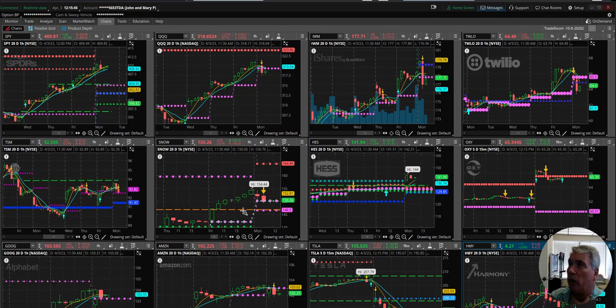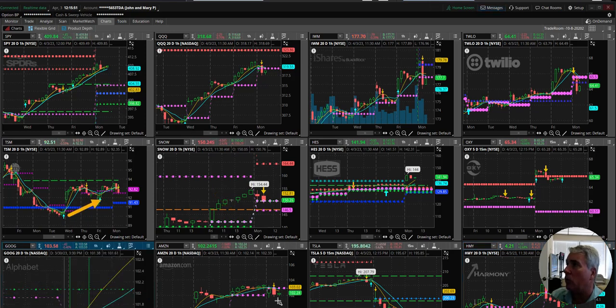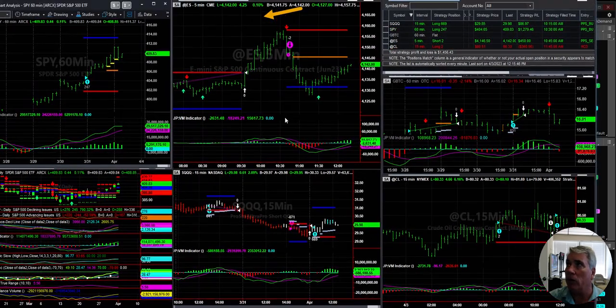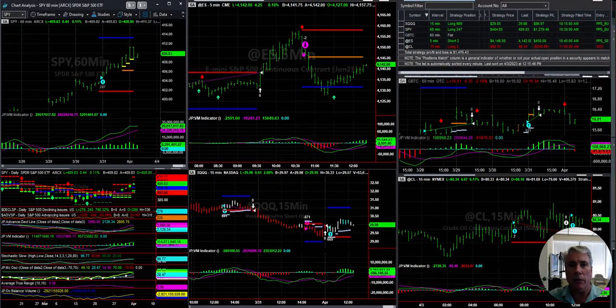Snowflake, we're long from lower levels, looking to add at that orange line. Long Taiwan Semiconductor, we got a long position in Google, we got a long position in Amazon. So everything that we're looking at is right here in our stock trading, and then we use options using Thinkorswim to help uncover opportunities for stock traders there.